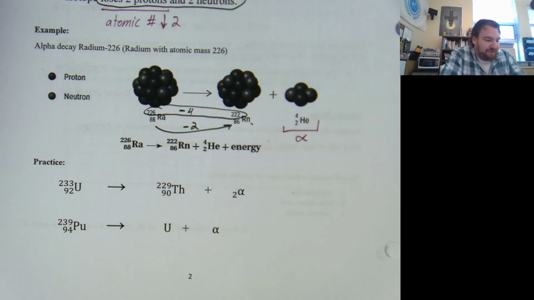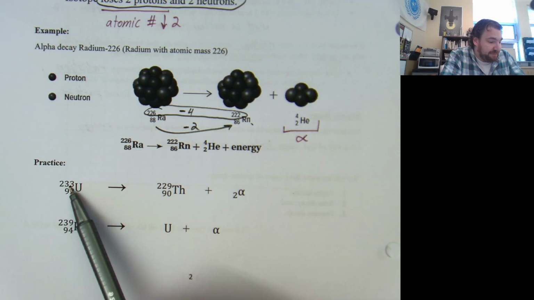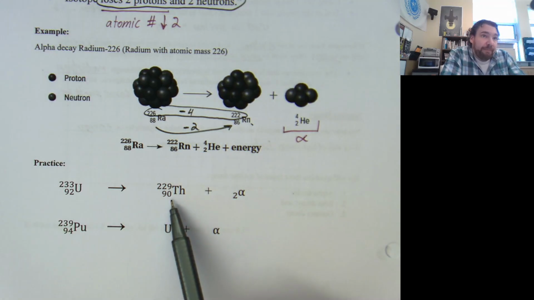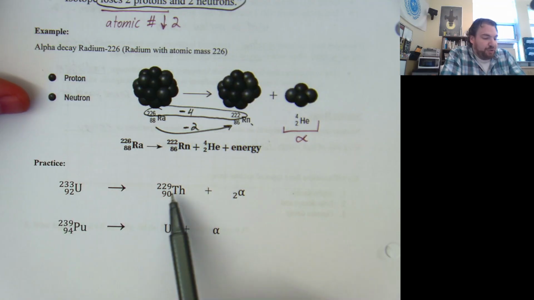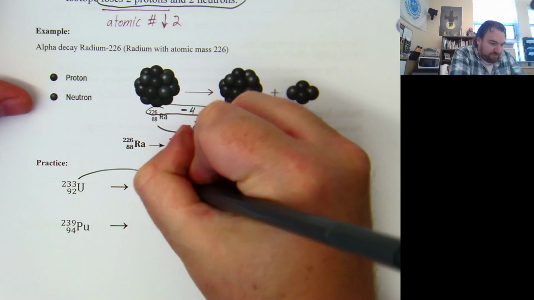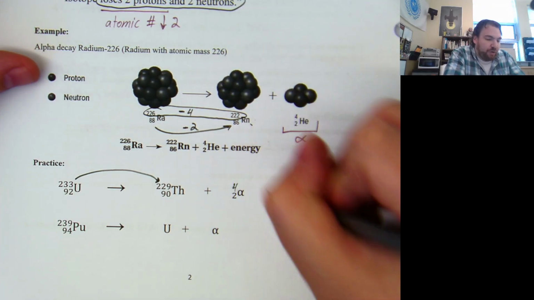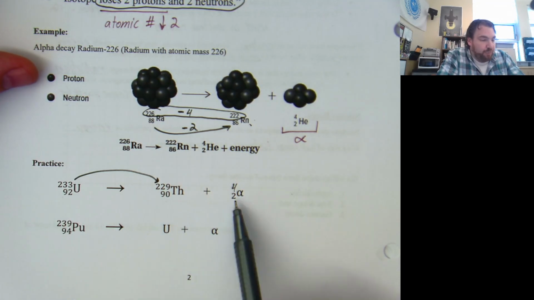I've got uranium. Uranium is U. Uranium-233 is the name of the sample because that's its mass. When uranium gives up an alpha particle, it becomes something called thorium. To get from 233 to 229, what happened? How much mass was lost? 4. So all that mass needs to show up over here. To get from 92 down to 90, 2 protons had to disappear.